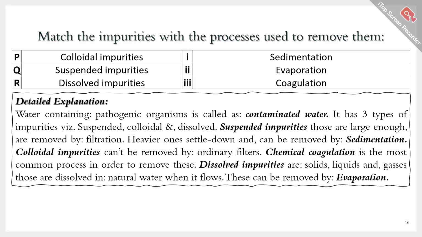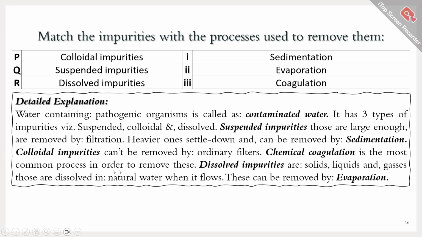First there is the explanation. Water containing pathogenic organisms is called contaminated water. It has three types of impurities, namely suspended, colloidal, and dissolved. The suspended impurities that are large enough are removed by filtration. Heavier ones settle down and can be removed by sedimentation. Colloidal impurities can't be removed by ordinary filters. Chemical coagulation is the most common process to remove these.